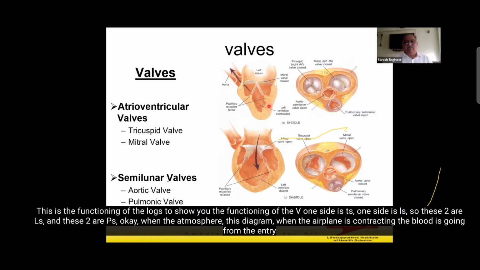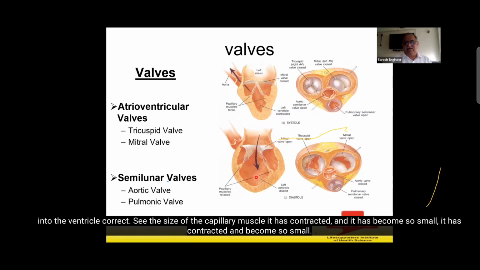This is the functioning of the valves. To show you the functioning of the valves, one side is TS, one side is LS. So these two are LS and these two are TS. When the atrium is contracting, in this diagram, the blood is going from the atrium into the ventricle. Correct.